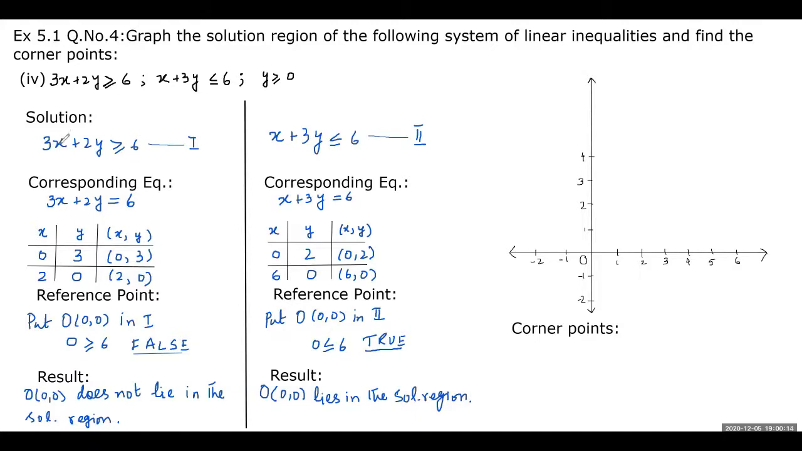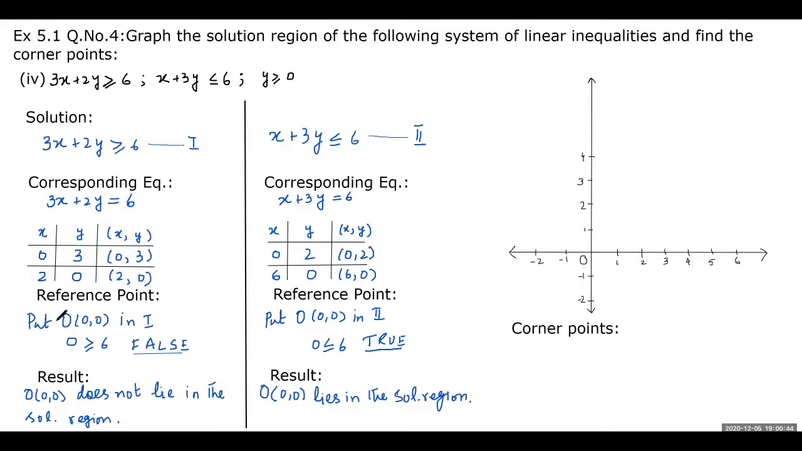So we start the solution. 3x + 2y ≥ 6. First inequality, we name it number 1. Its corresponding equation: just replace this inequality sign by equals to, and you will get its corresponding equation. Put x = 0, you get 2y = 6, result y = 3. Then y = 0, 3x = 6, result x = 2. So these are the two intercepts, (0, 3) and (2, 0).